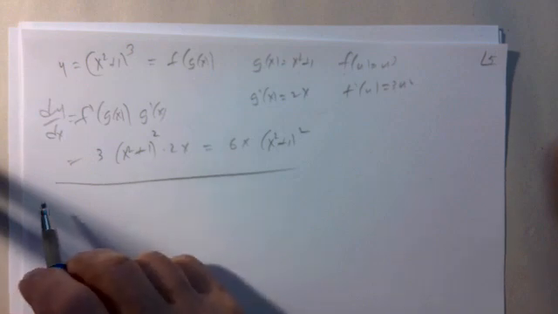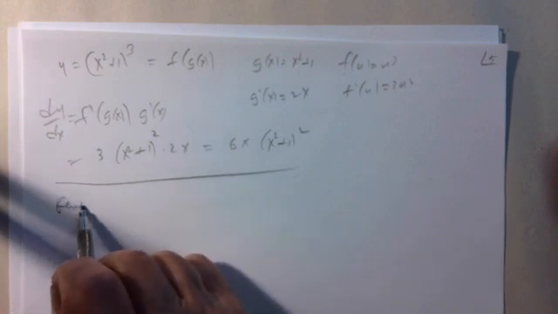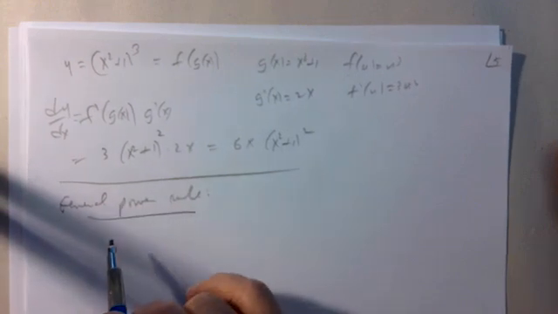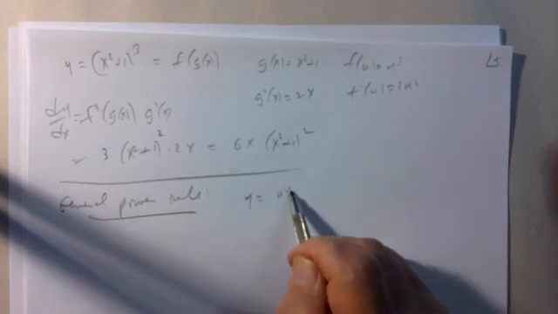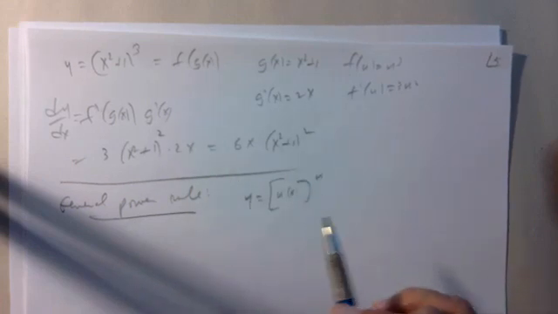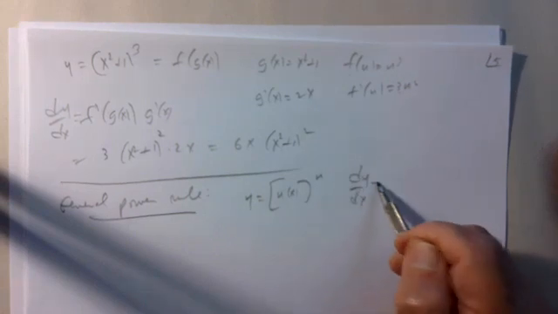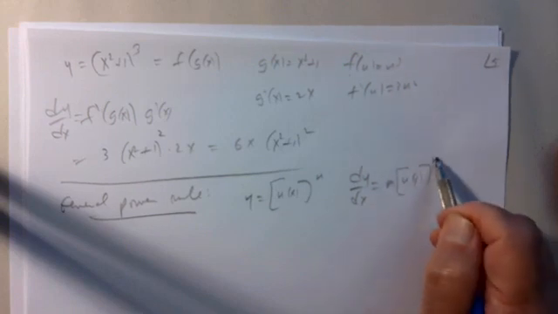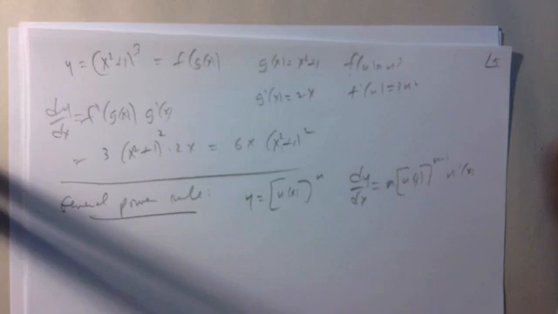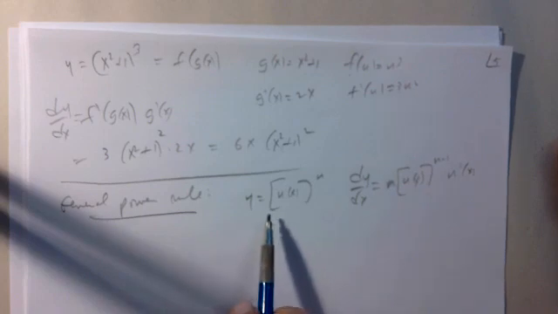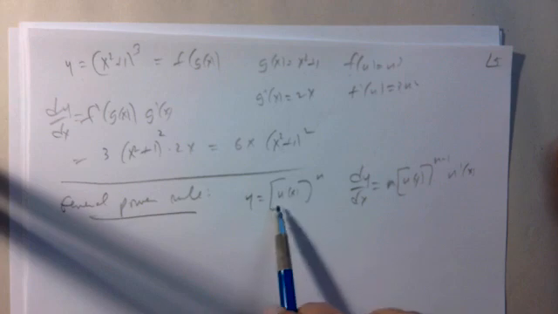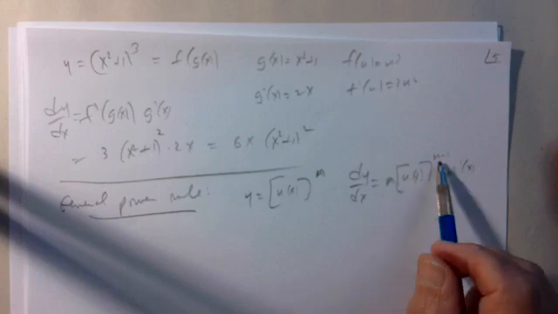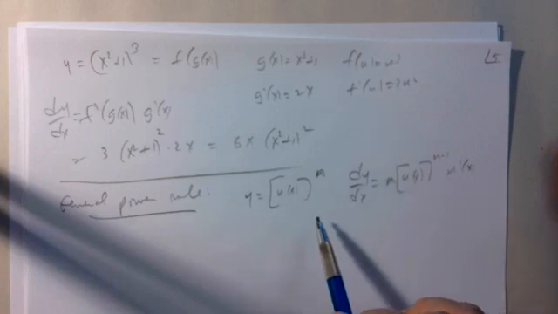So you can generalize this and get what is called the general power rule. It says that if y is some function u of x raised to the power n, dy dx is n times u of x to the power n minus 1 times u prime of x. This is exactly the chain rule. If you let f of u be u to the n, you would get n u to the n minus 1 times u prime of x.